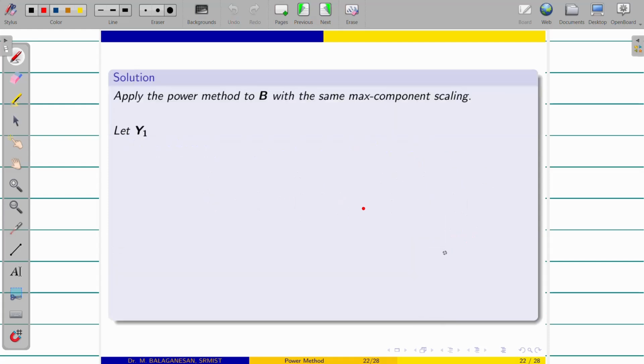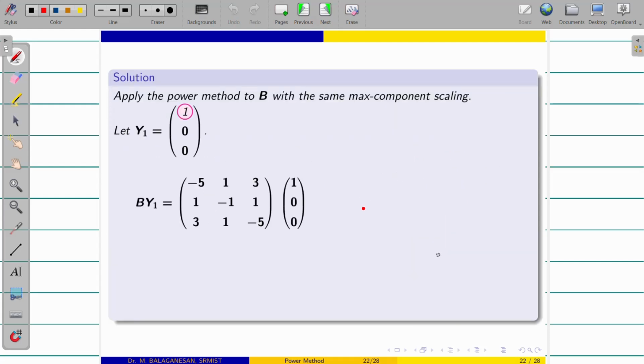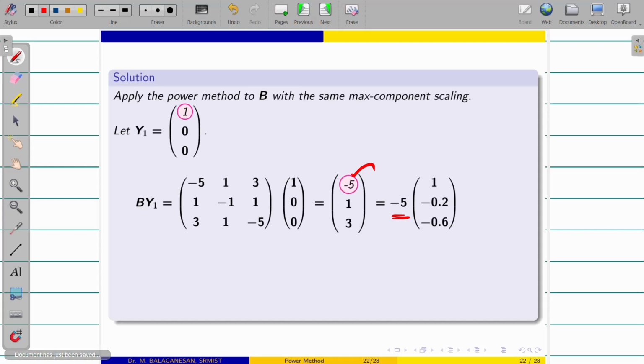Assume y1 is 1 0 0. Multiply B by y1. I will get this. Now look at that. Largest. Now largest is not 3. Numerically largest, including the sign, you have to take as common. As I told you already, we won't consider only the positive sign. Some people will think we need not take the minus sign as common. It's not like that. You have to take that element, whatever the maximum element, largest element is there, including sign, you have to take as common. So this is y2.